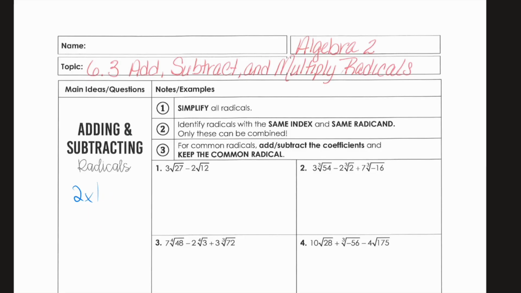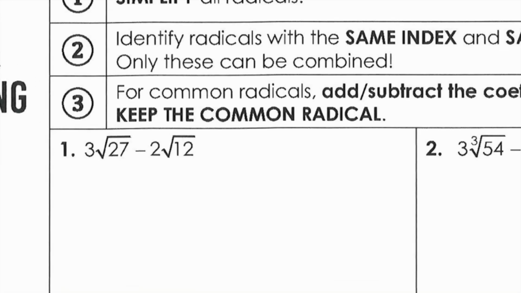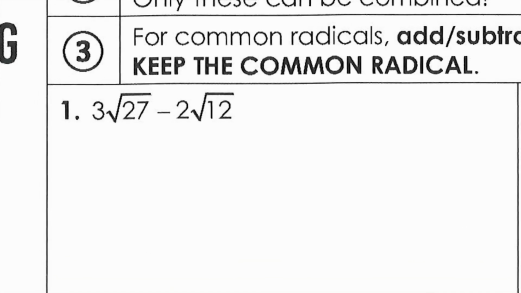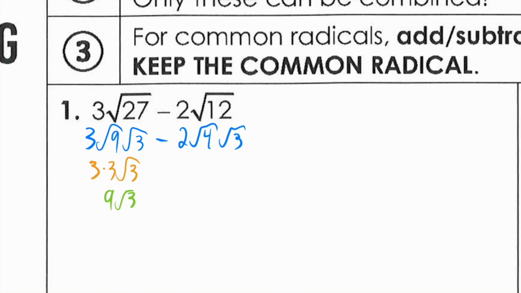So on number 1 here, we'll look to simplify the square root of 27 on the first part, and then the square root of 12 on the second part. So the square root of 27 is the square root of 9 and the square root of 3. That is then 3 times 3 times the square root of 3, I misspoke, which is 9 square root of 3. Minus 2 times the square root of 4 times the square root of 3 as we simplify the square root of 12, which is 2 times 2 times square root of 3, and eventually becomes 4 square root 3.